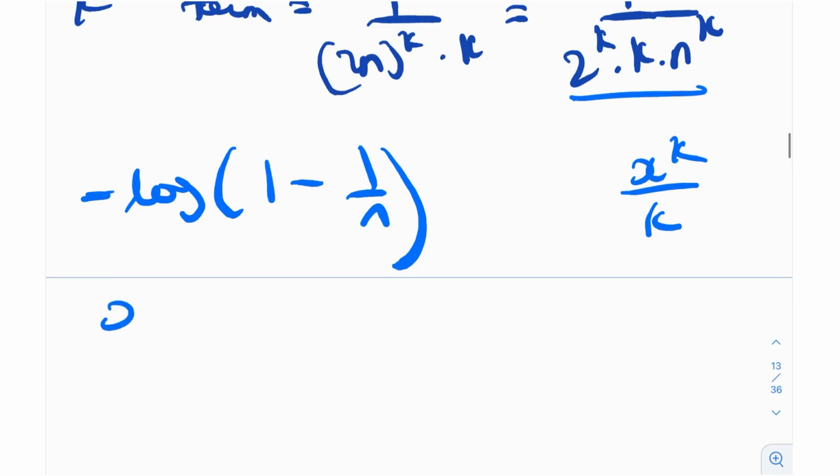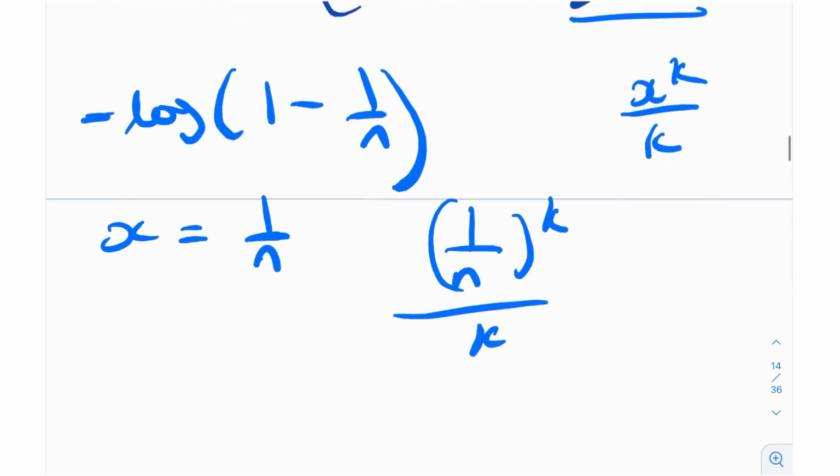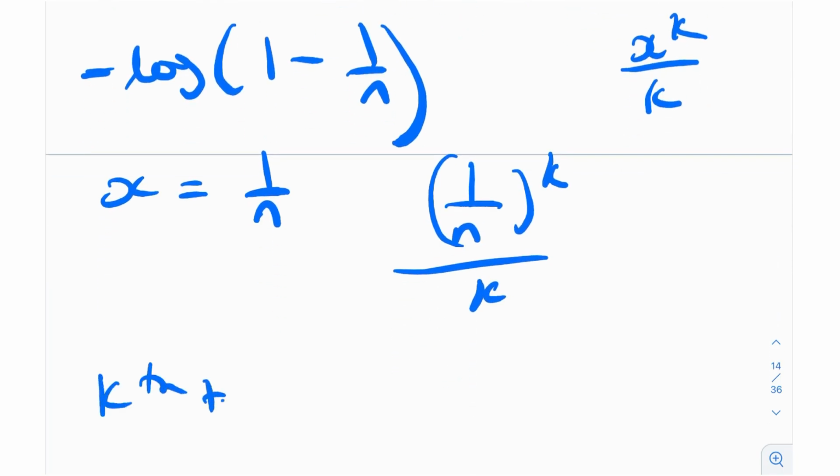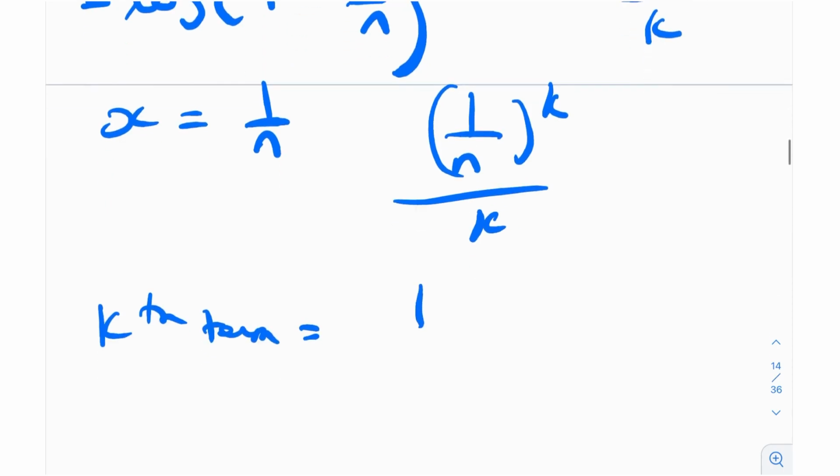And over here, x is playing the role of 1 by n. So what would it be over here? You would have (1 by n) raised to the power k divided by k, which is very simply, the kth term is 1 by n raised to the power k times k.